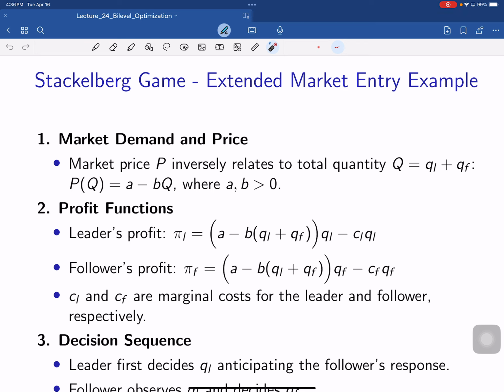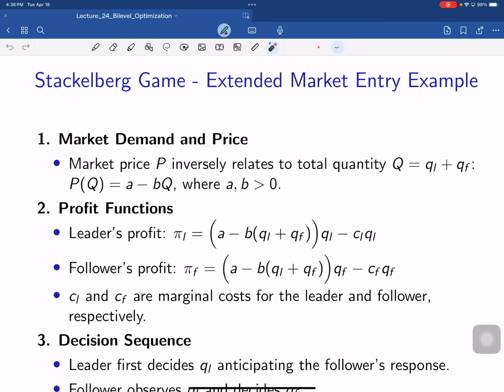Right? So these two are the marginal cost. Okay. So is the calculation of the profit clear? Okay. So as you can see, there are some games going on here, right?